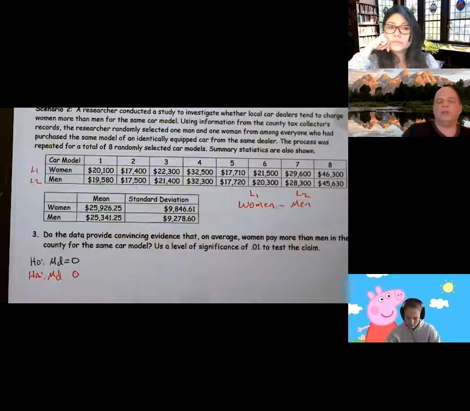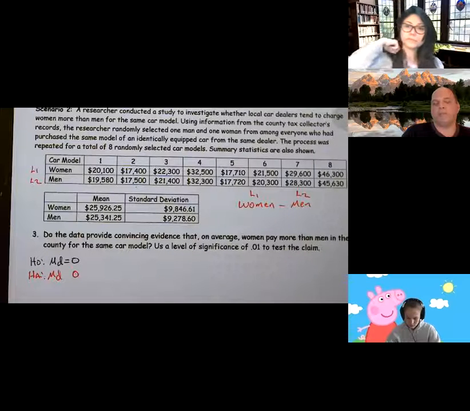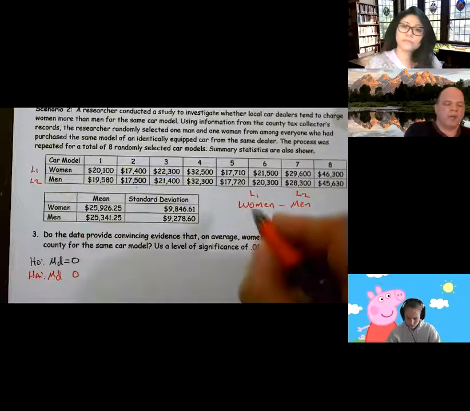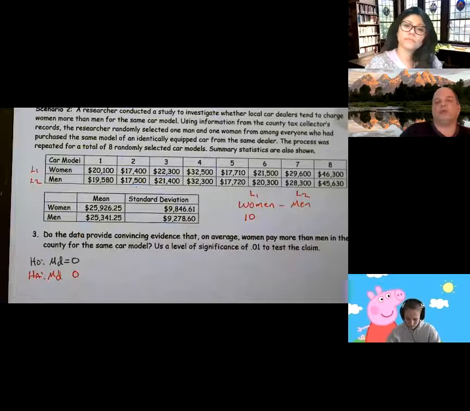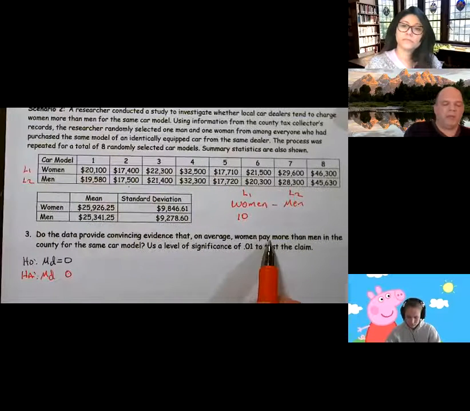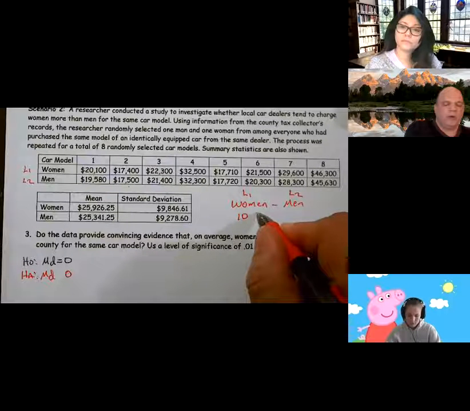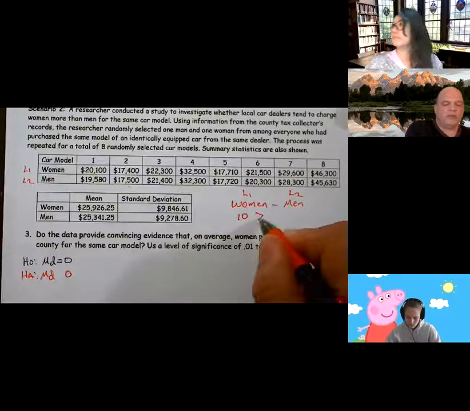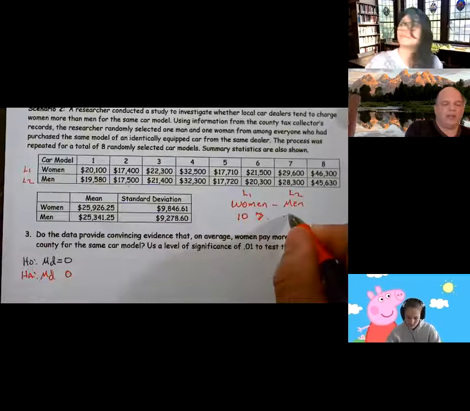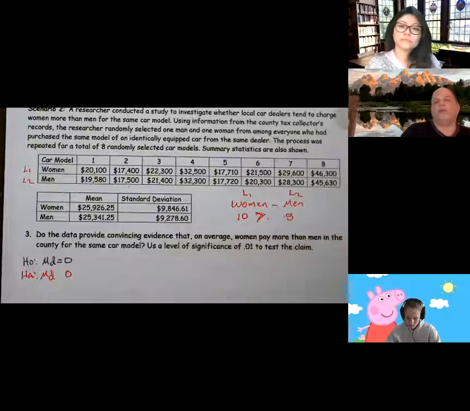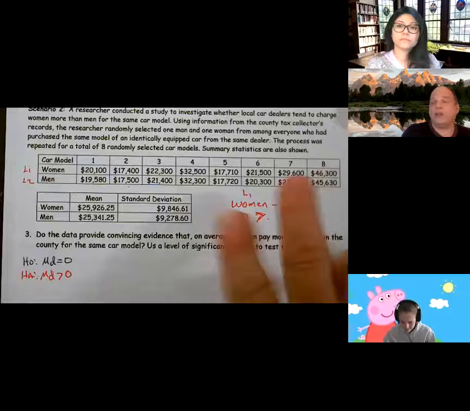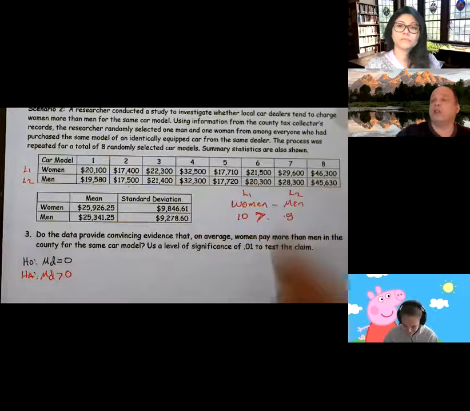L1, L2, because that's where I'm going to input my data. Now I'm just going to choose a price for women. And I'm just going to say the price was $10. But they said they want women to pay more, so this is going to be some value less than that. Let's just say it was $8. So when 10 is greater than 8, that lets me know the direction. Because if you'd gone the other way, men minus women, you're going to need to flip it.